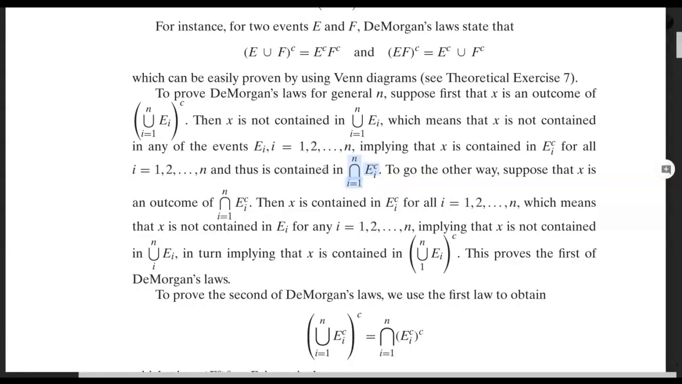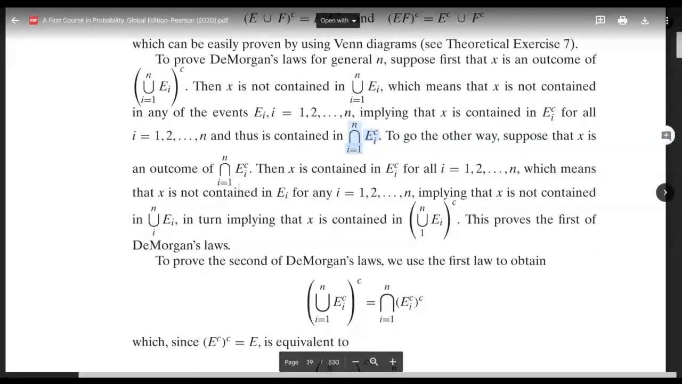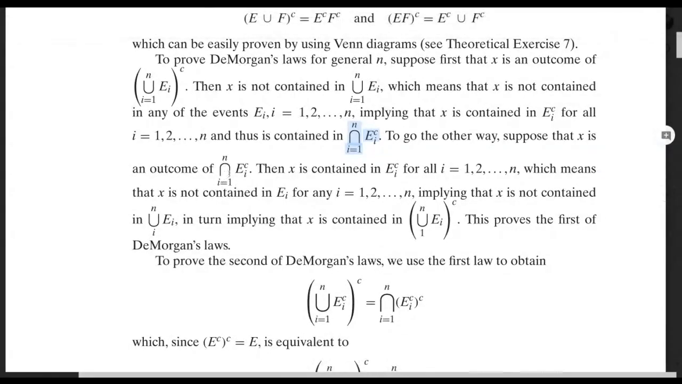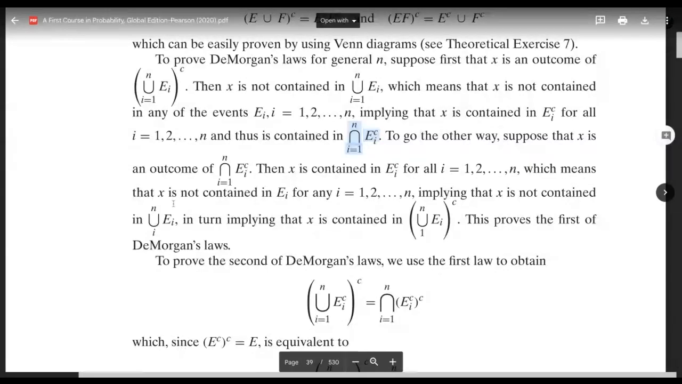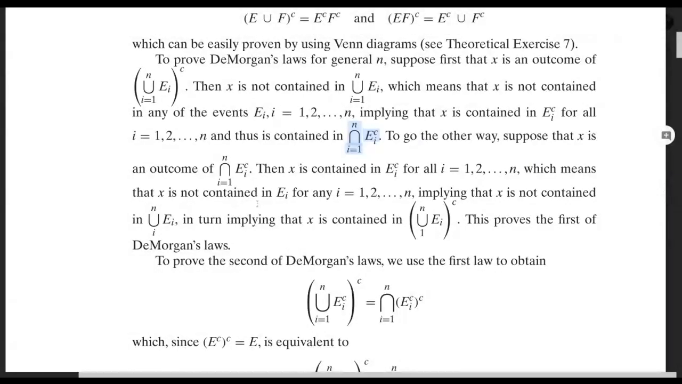So basically, that's just logic, right? To go the other way, suppose X is an outcome in the intersection of the complement of events. If it's in the intersection, that means it's in all the complements of the events. X is contained in all the event complements, which means X is not contained in any of these events, which implies X is not contained in the union, right?